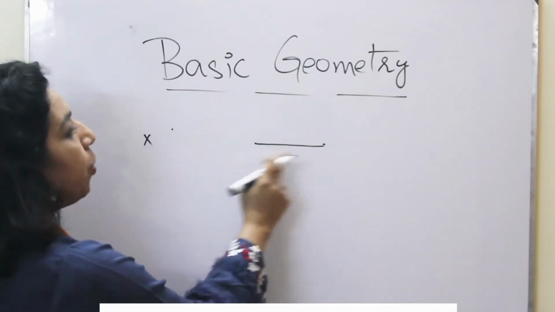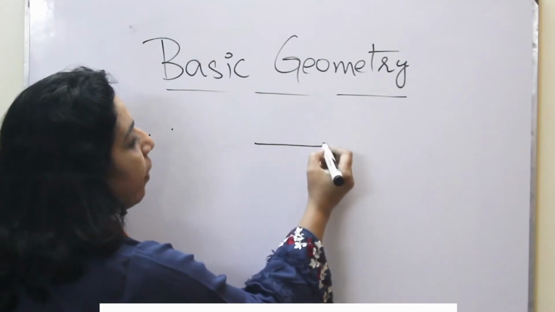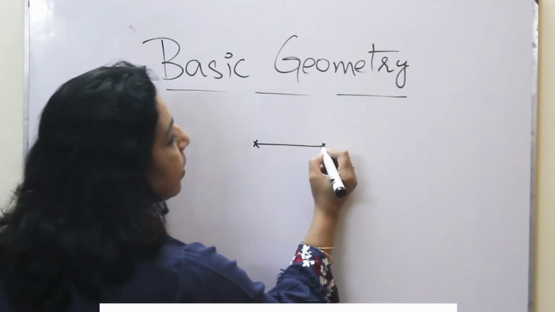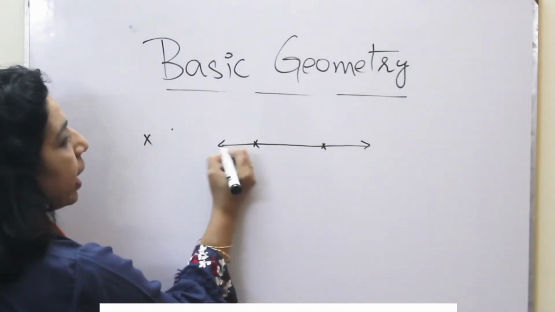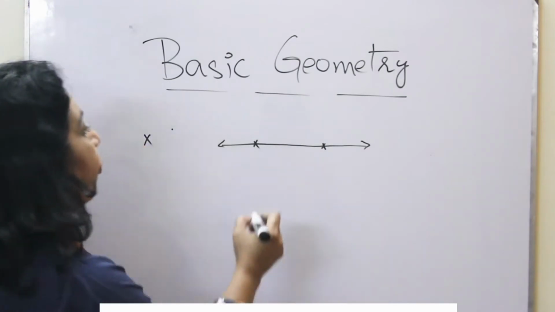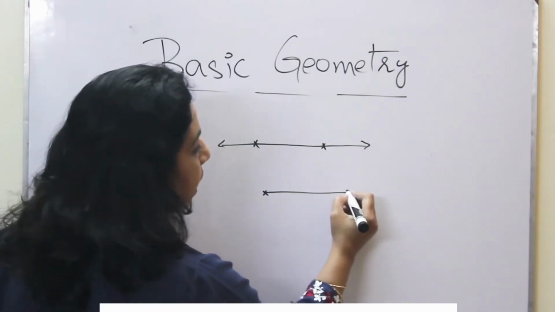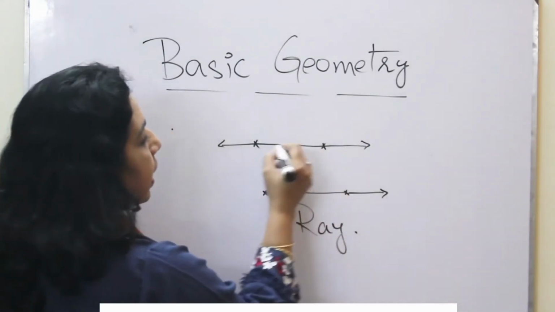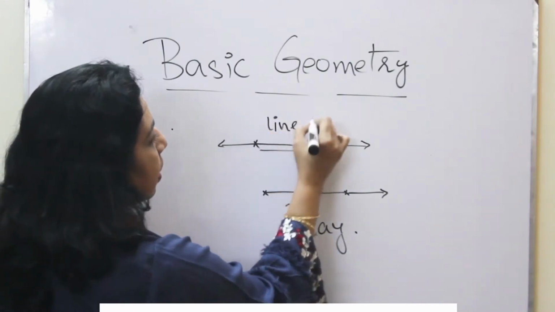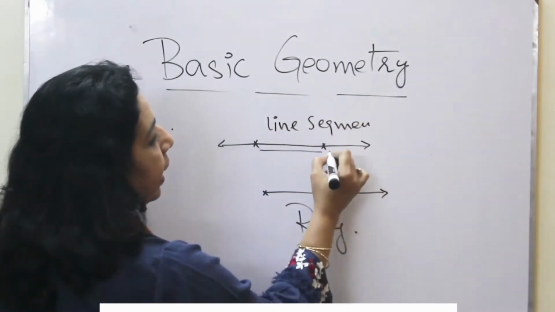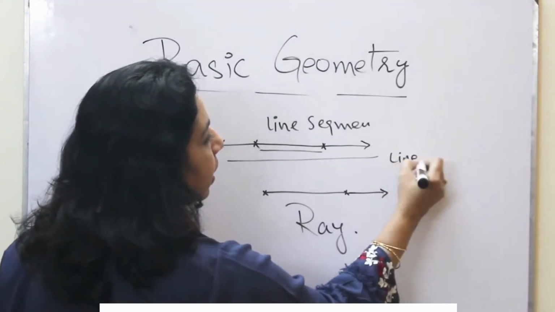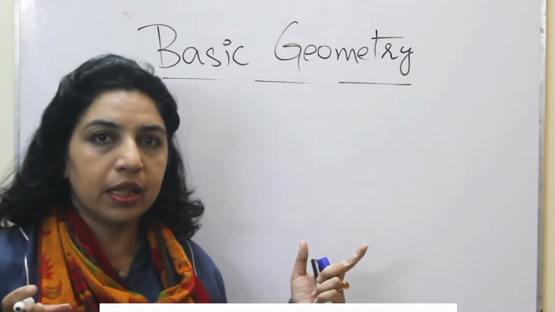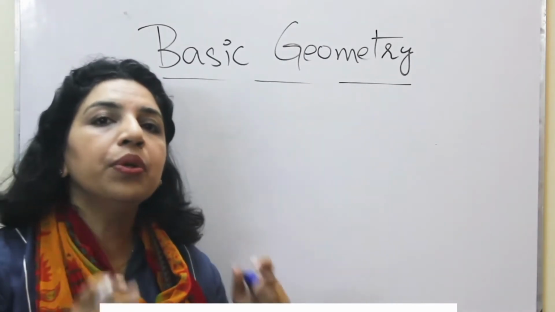So when we join 2 points, we get our line segment, and when we extend this line segment, for example, if this is a line segment and if I extend it on both sides, it becomes a line. If we extend a line segment on one side like this, it becomes a ray. This is a line segment, and this whole is a line. So it is either a line segment, a simple line, or a ray. You have to draw it somewhere.